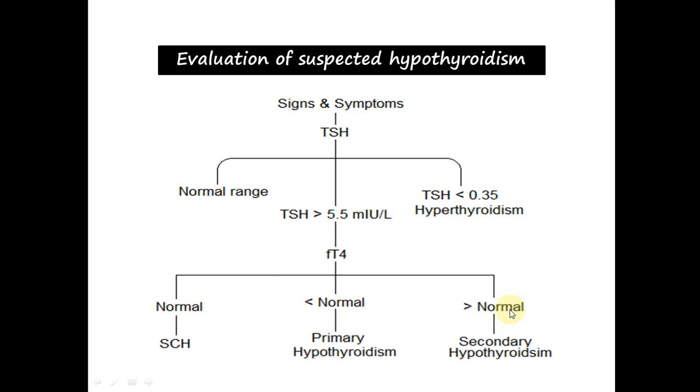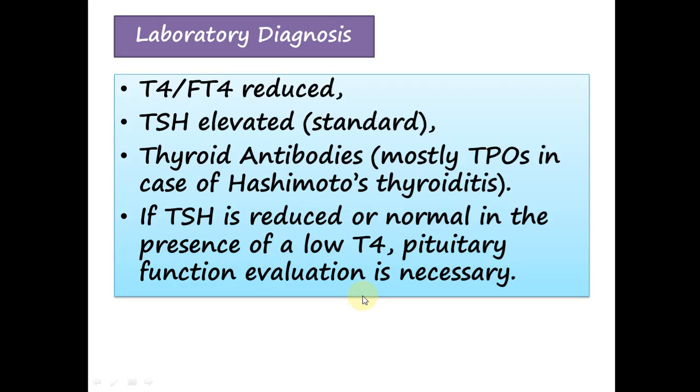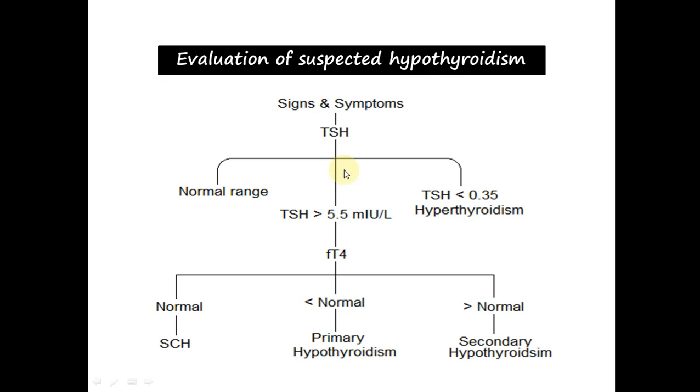Here both TSH and T4 are increased, and we can say that the increase in the T4 is due to excess secretion of the TSH from the anterior pituitary, or the problem may be in the hypothalamus. But in primary hypothyroidism, there is decreased thyroxine or free T4 in the face of increased TSH.